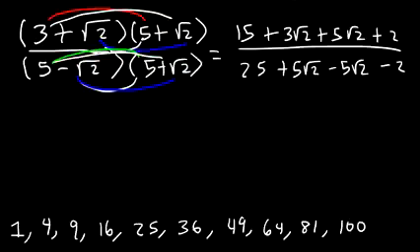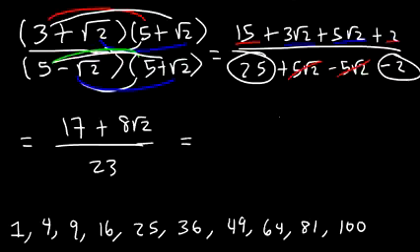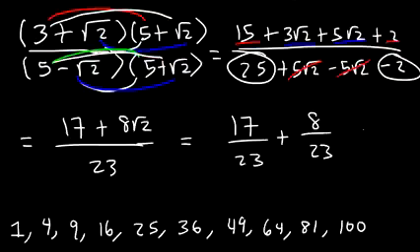So in the denominator, 5 root 2 and negative 5 root 2 add up to 0, so they're going to disappear. And then we can combine 15 plus 2, which is 17. And we can also combine 3 plus 5, since they share the same radical. So 3 plus 5 is 8. So we have 8 square root 2. On the bottom we have 25 minus 2, which is 23. So the final answer, we can write it as 17 divided by 23 plus 8 over 23 times the square root of 2.